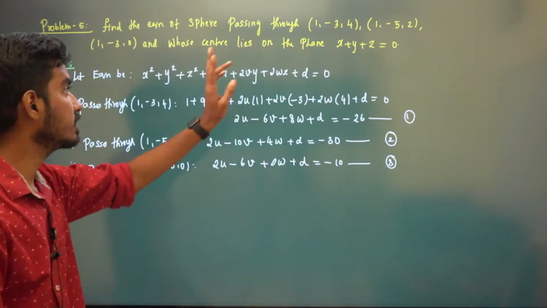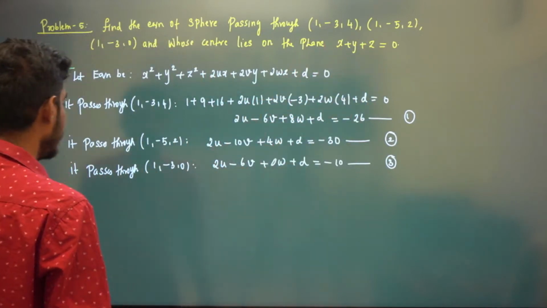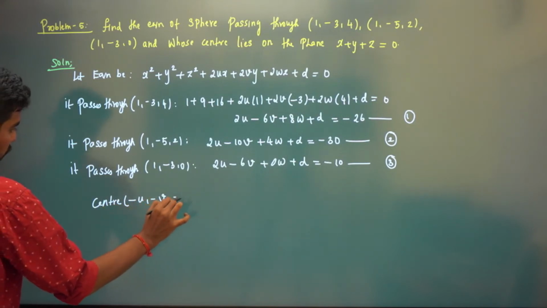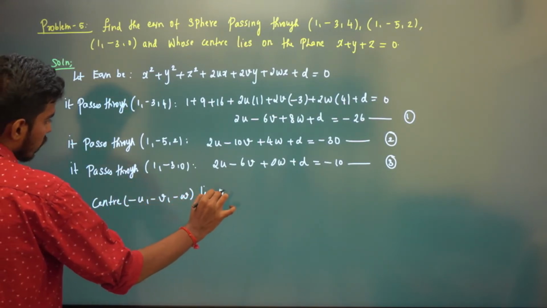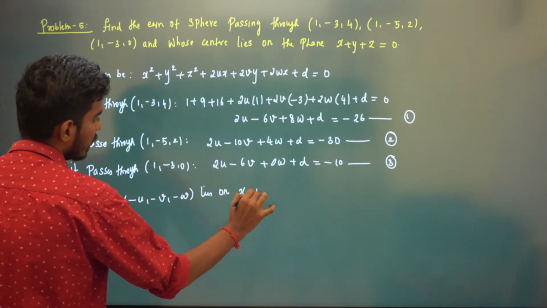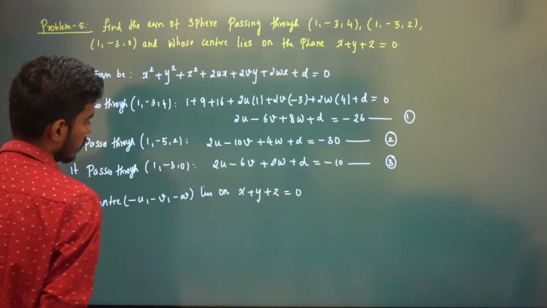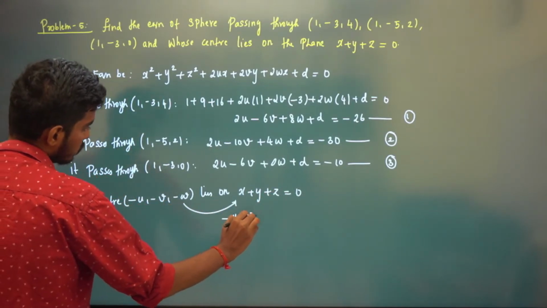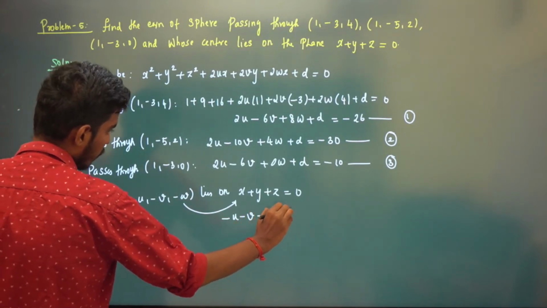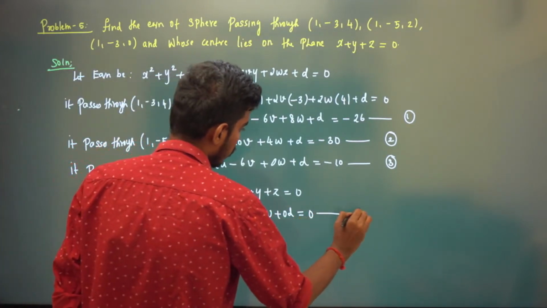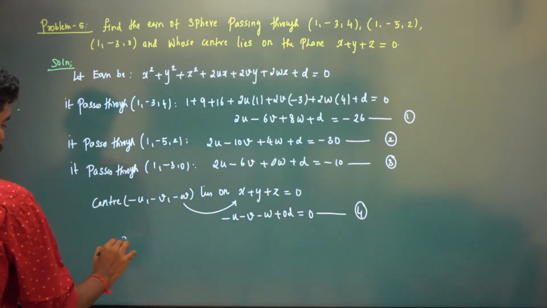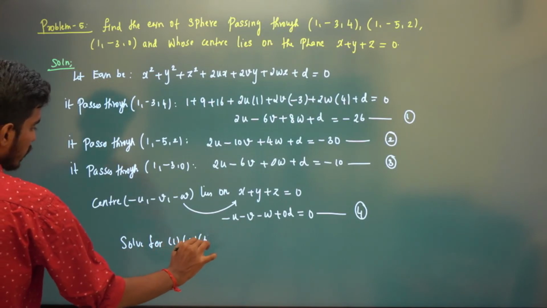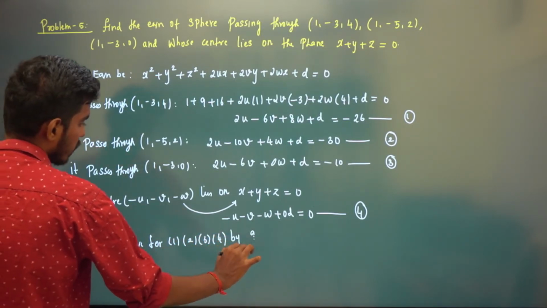Now it is given that the center lies in this plane. Now what is the center? The center is minus u, minus v, minus w, which lies on that plane x plus y plus z equal to 0. That means this coordinate will satisfy this equation. So you will have minus u minus v minus w plus 0d equal to 0. Right? Now solve for 1, 2, 3, 4. I'm not going to do this. Now solve for 1, 2, 3, 4 by Gaussian elimination method.